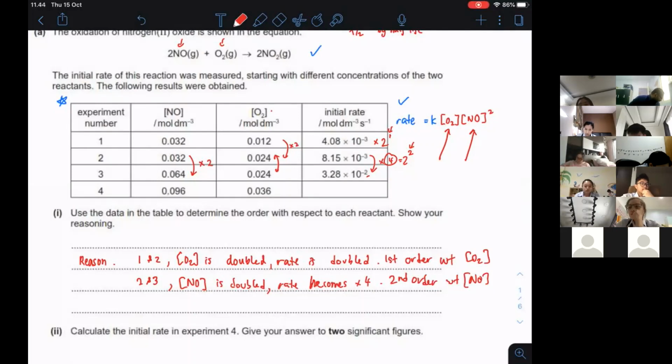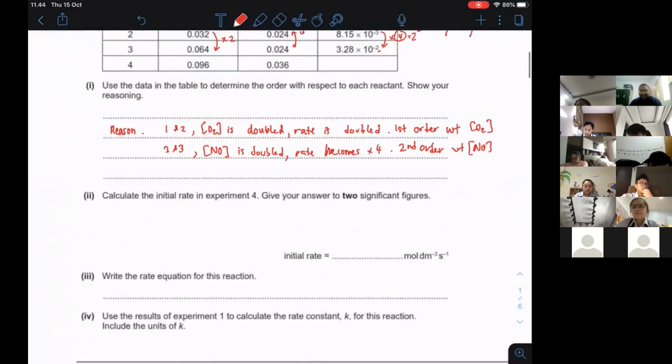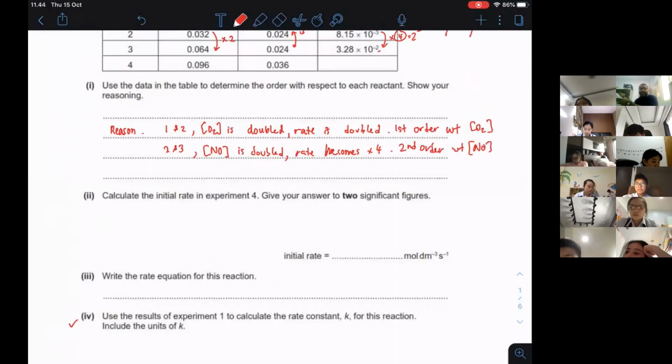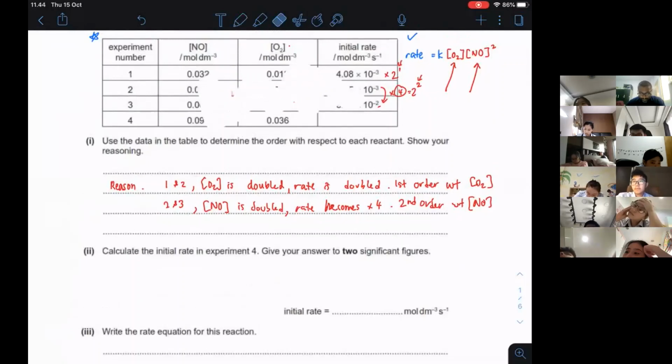Now, calculate the initial rate in experiment 4. Can you tell me how to do this without calculating the K? You should not calculate the K yet, because you calculate the K over here. So Justin, can you tell us how do you calculate the rate for experiment 4? Justin?